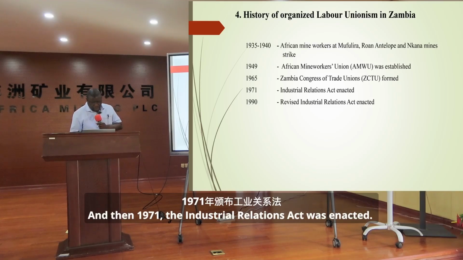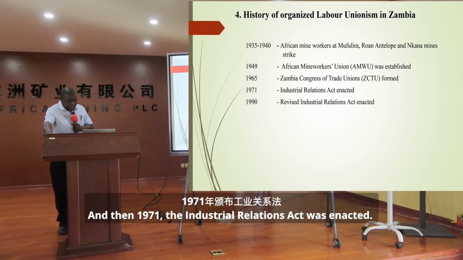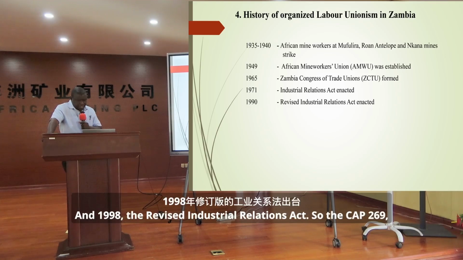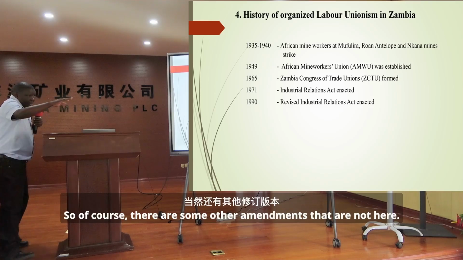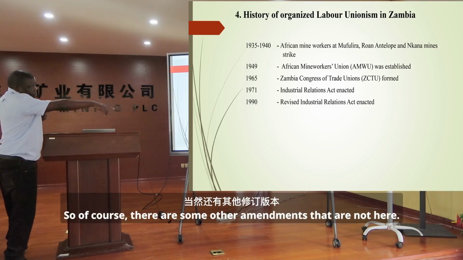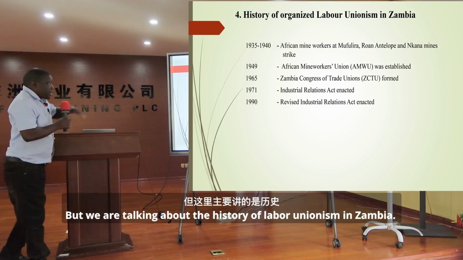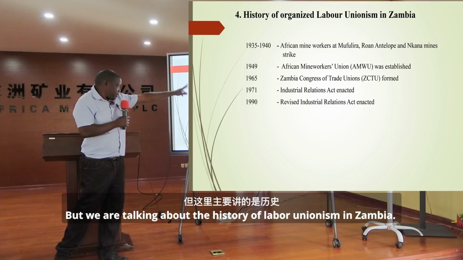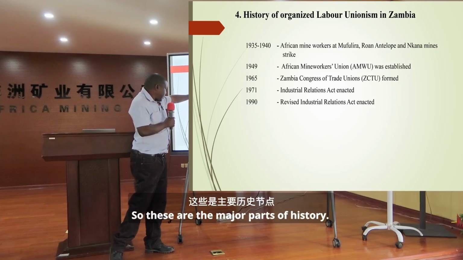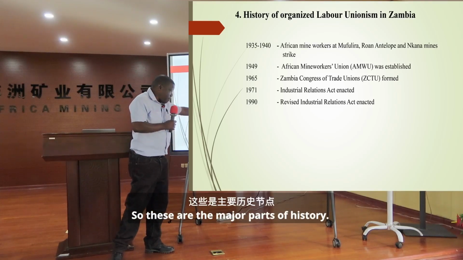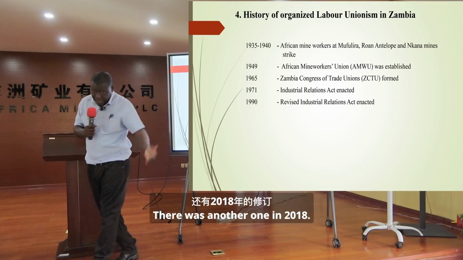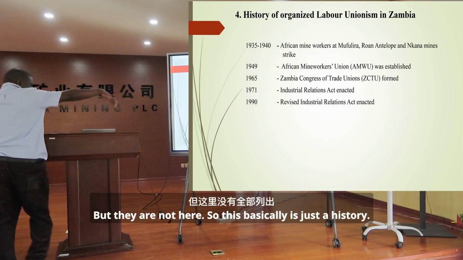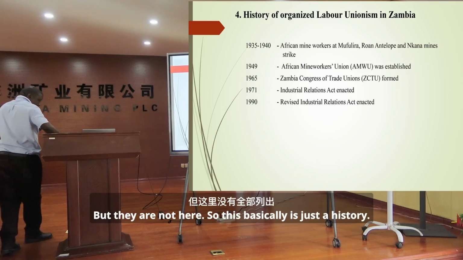And then in 1971, the Industrial Relations Act was enacted, and in 1990, the Revised Industrial Relations Act, CAP 269. Of course, there are some other amendments that are not here, but we are talking about the history of labor unionism in Zambia. These are the major parts of history. Amendments are there: there was one in 2008 and another one in 2018, but they are not here. So this is basically just the history.